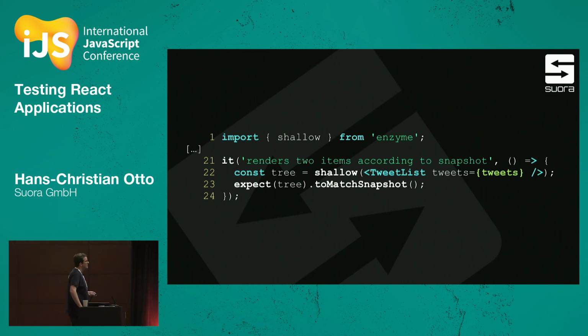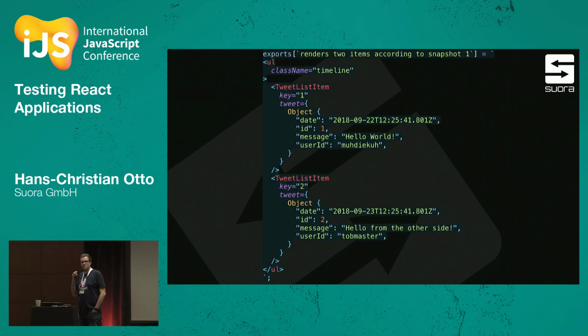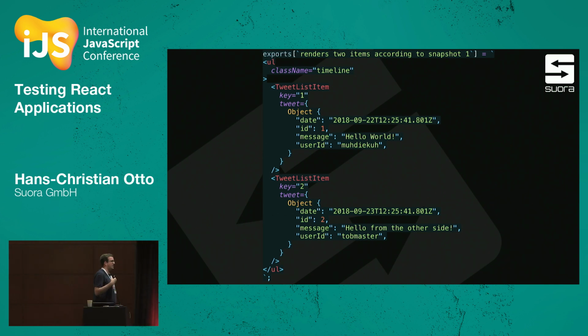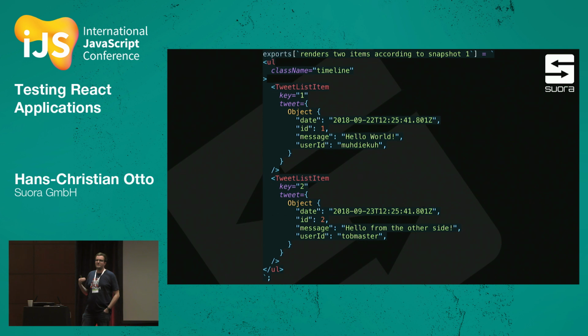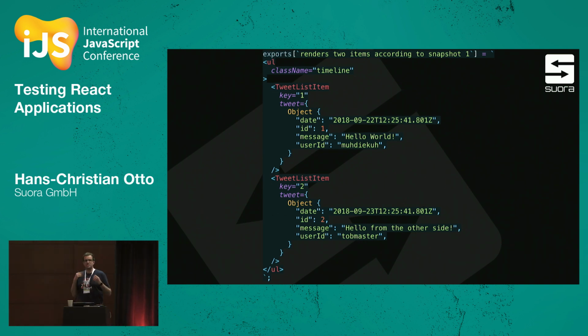And what I do here is I say, please render my tweet list in a shallow way, and make sure that this shallow rendered result matches a snapshot. And that snapshot would then look like this. So within the snapshot, we only have a reference to tweet list item. This is one tweet, and this is the other one. But we do not have the internals of that. So this is a snapshot where designers can change about the tweet list item whatever they want, but our tweet list test would not break.